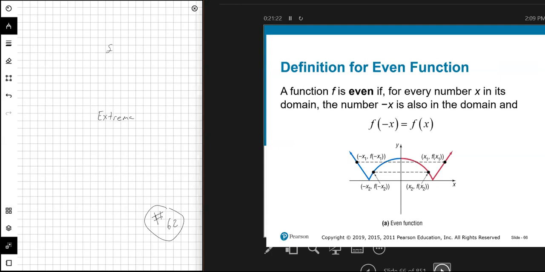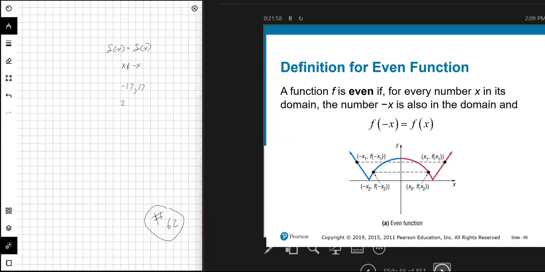Right? So f of negative x will equal f of x. So that's what's true with even functions. It is also the word "and" then. Okay, so x and negative x are in the domain. So if negative 17 is in the domain, then 17 is in the domain.